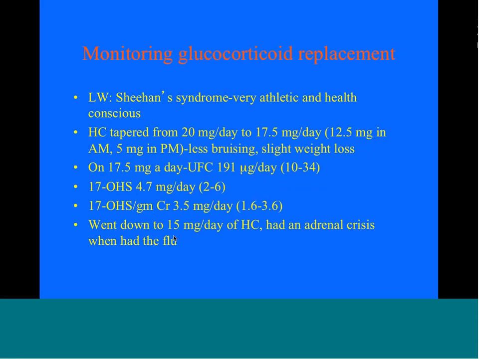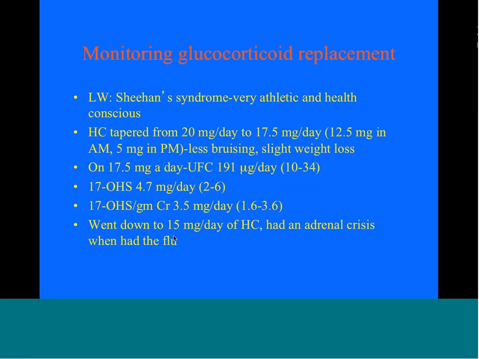An example of monitored glucocorticoid replacement is patient LW, a single patient who is very athletic and health conscious. We tapered her hydrocortisone from 20 milligrams a day to 17.5 milligrams a day. She was taking 12.5 milligrams in the morning, 5 milligrams in the afternoon. She had less bruising and slight weight loss. Her urinary free cortisol on 17.5 milligrams was elevated at 191 a day. The 17-hydroxysteroids were perfect, and the 17-hydroxysteroids per gram of creatinine were sort of high normal.